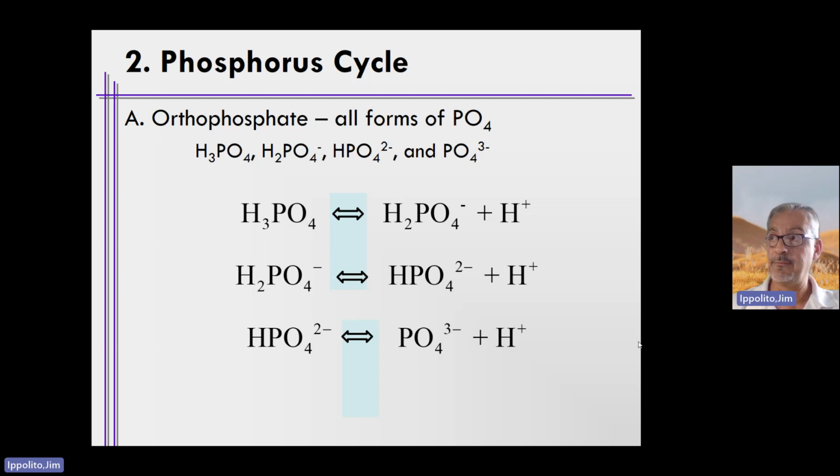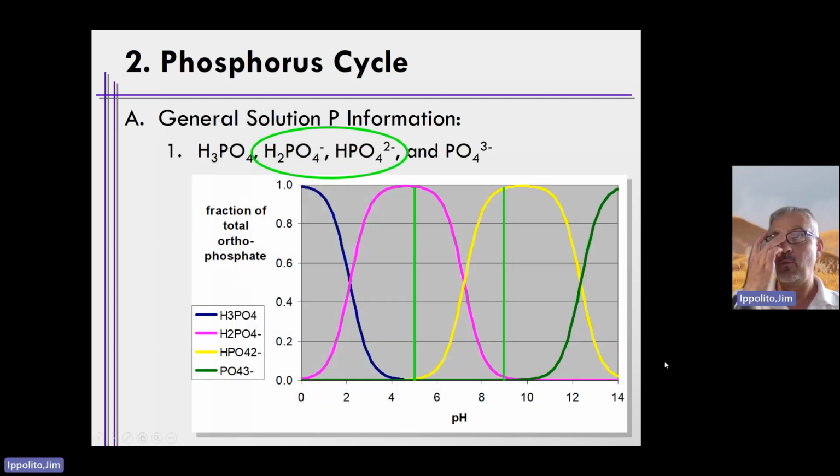And there's a reason for this. The reason why H3PO4 and PO4 are not taken up by plants is based on pH, as you see in this diagram here. Okay, so this diagram shows you the range in pH from 0 to 14 on the x-axis and the fraction of total orthophosphate on the y-axis. And it goes from 0 to 1, but it can easily go from 0 to 100. And the different colored curves show you the different forms of phosphorus.